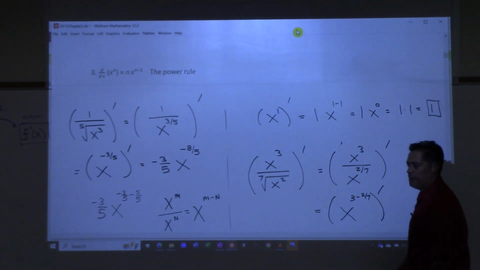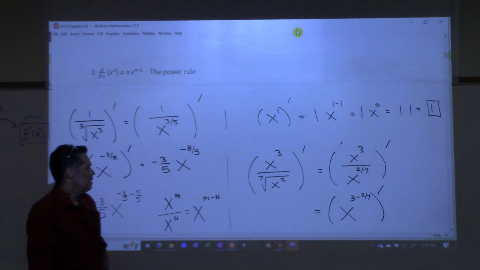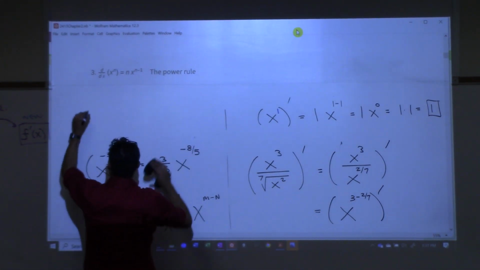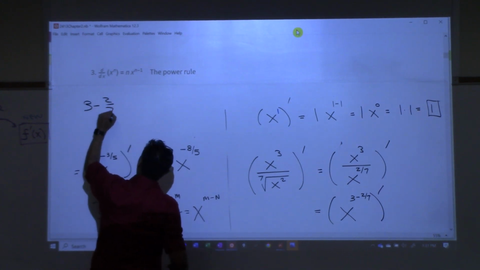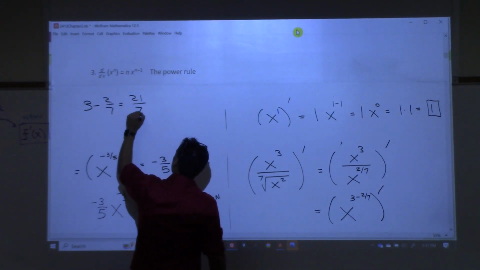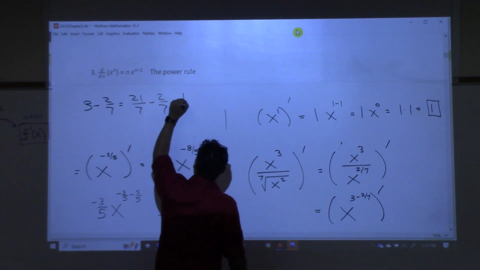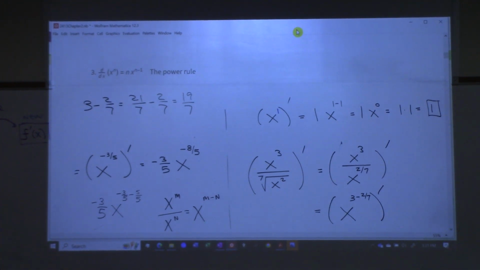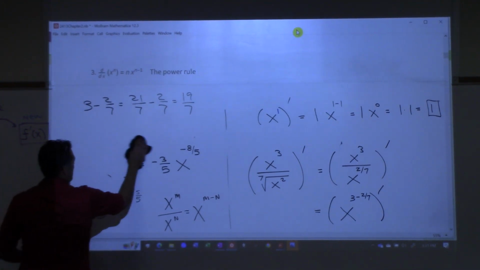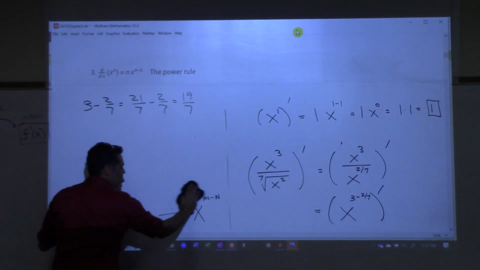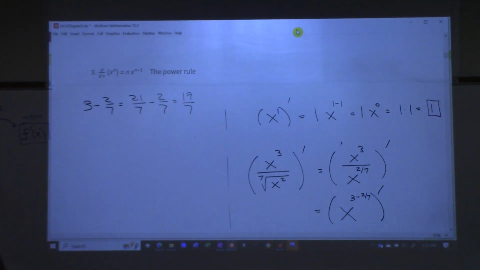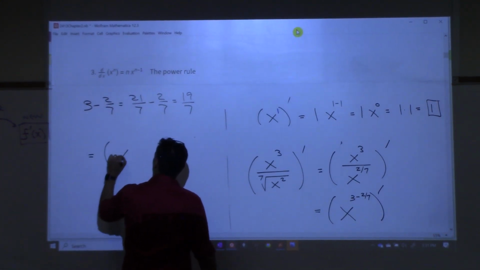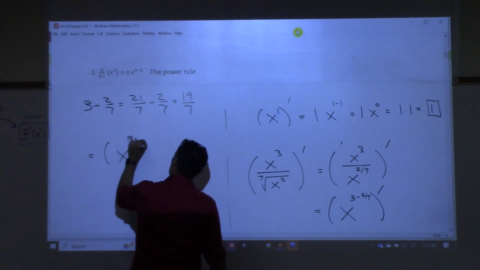And then I still need to take derivative, don't I? What is 3 take away 2 over 7? Yeah, 3 take away 2 over 7 is the same as 21 over 7 minus 2 over 7, common denominator. That's 19 over 7, yeah? So you got to be able to manipulate some fractions here. Calculus forces you to either drop the class or get better at fractions. There's no way around it. You have to be able to manipulate them. All right, so we have x to the 19 over 7, and then we want the derivative.